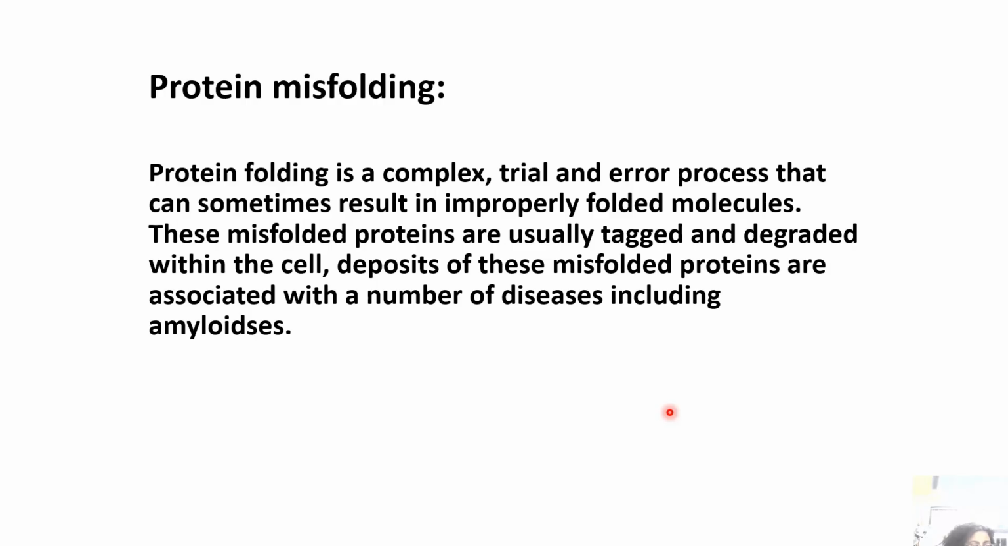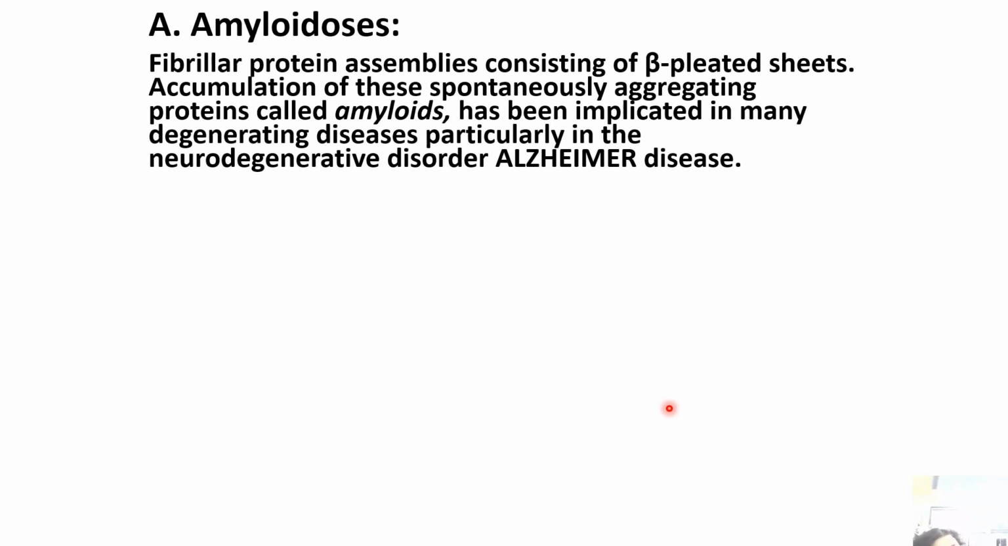Okay, so protein folding is a complex trial and error process that can sometimes result in improperly folded molecules. These misfolded proteins are usually tagged and degraded within the cell. Deposits of these misfolded proteins are associated with a number of diseases, including amyloid disease. Now, what is amyloidosis? Fibrillar protein assemblies consisting of beta-pleated sheets. Accumulation of these spontaneously aggregating proteins called amyloids has been implicated in many degenerative diseases, particularly the neurodegenerative disorder Alzheimer's disease.